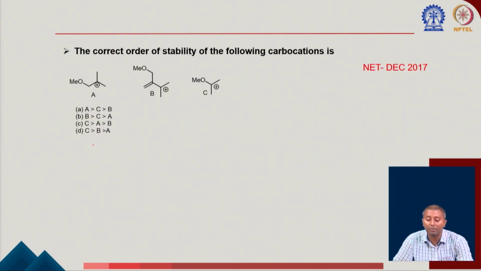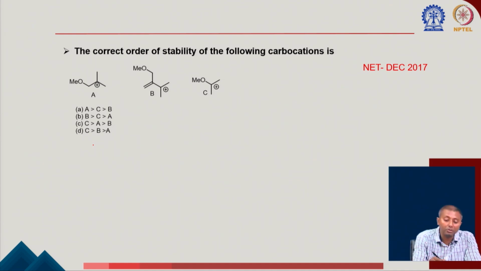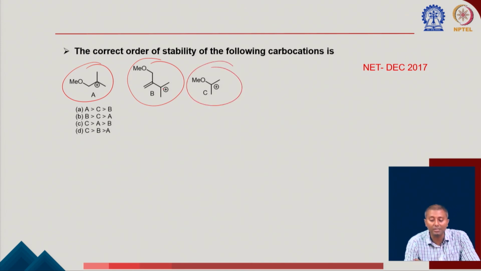Correct order for the stability of the following carbocation is, again here we are talking about stability of A versus B versus C. Now let's try to understand. So these are carbocations, correct? Now if you talk about this particular carbocation, there are CH3 and there is a CH2. So there are a total of 8 CH bonds that can take part in hyperconjugation. Here you have only 6 protons that can take part in the hyperconjugation, and then here you have a 6.